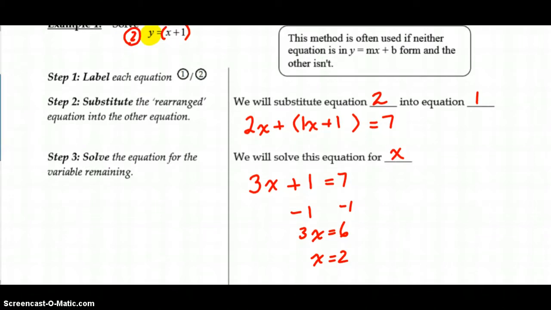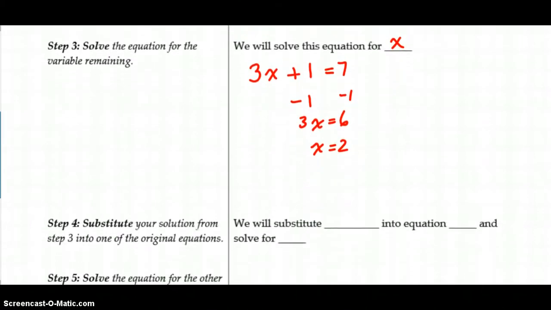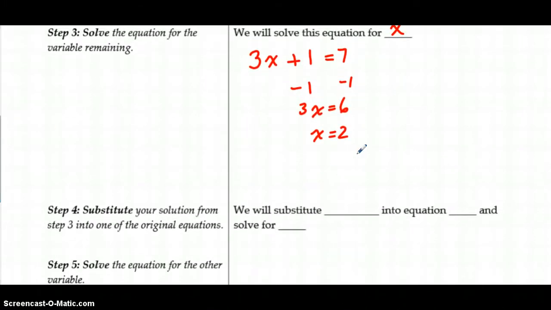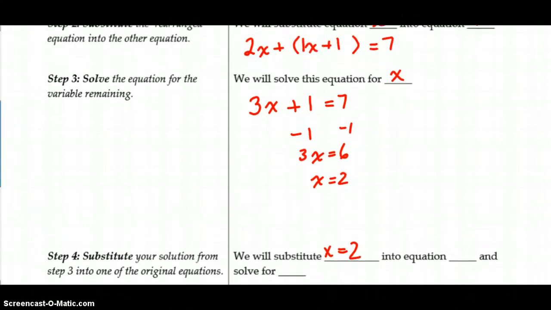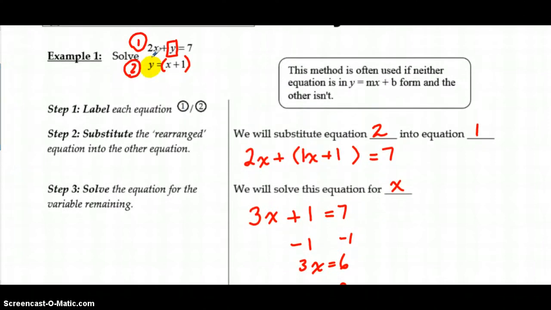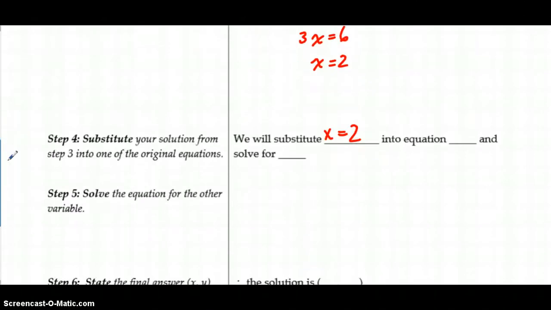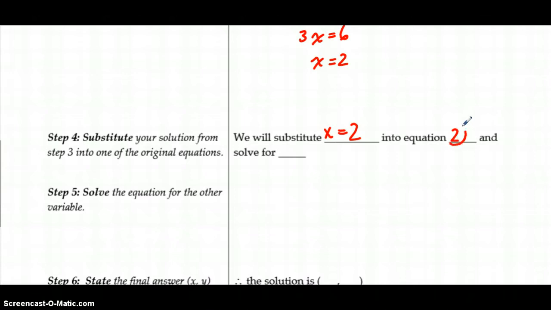What that provides us with is the first half of our point of intersection. So we know that x is equal to 2. We still need to find the y value. So to get the second half of our point of intersection, we're going to substitute x equals 2 into either of the original equations. It doesn't matter which one you pick. So in this case, I'll just pick the second one here, y equals x plus 1. So into equation 2, and we're going to solve for y.